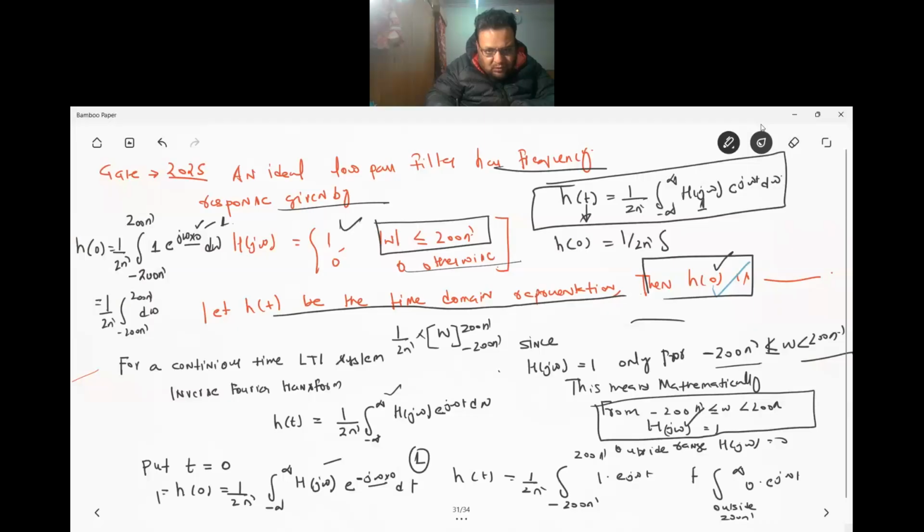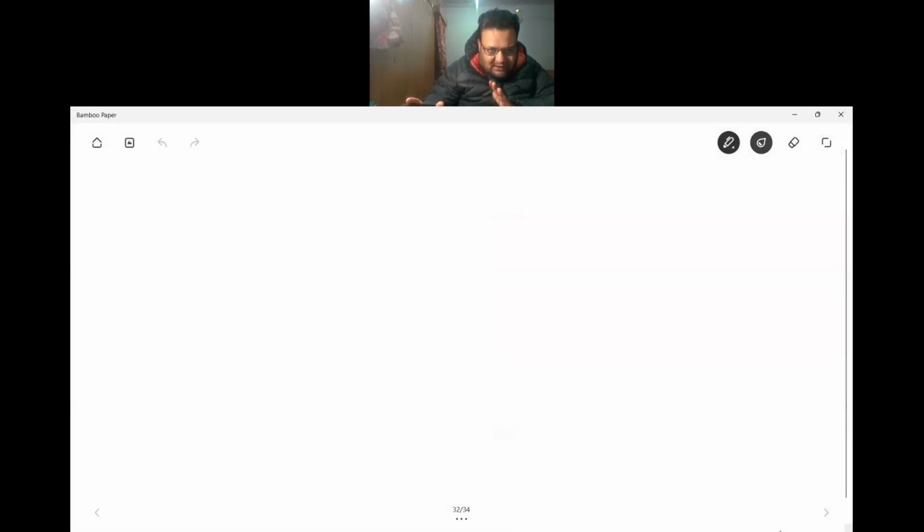This is what you have to do, right? So this will become 1 by 2 pi times the upper limit 200 pi minus the lower limit, which is minus 200 pi. So this will become 400 pi divided by 2 pi, which is 200. So the answer to this would be 200. This was an easier way to do it. Other people, what they are going to do, I'll tell you.